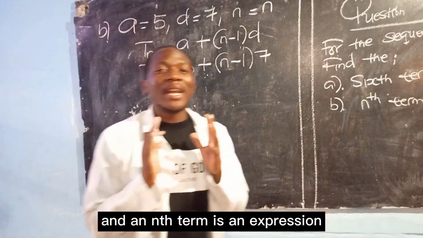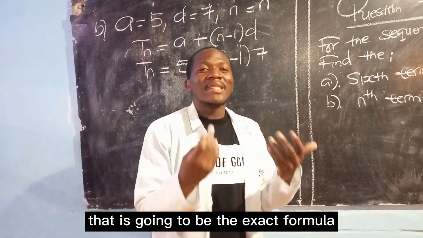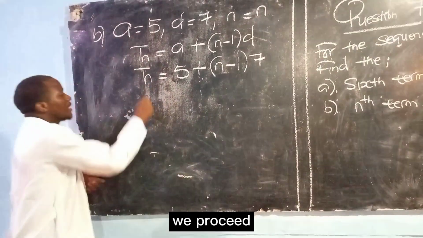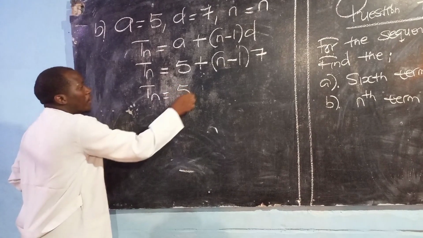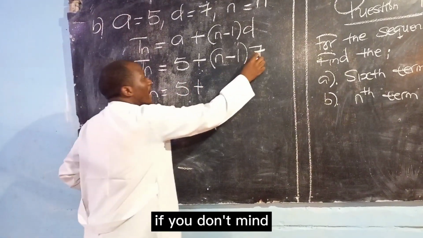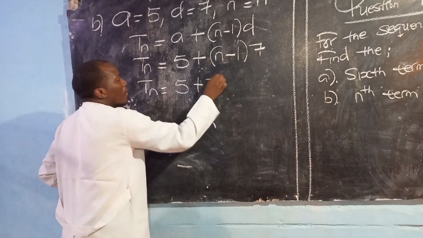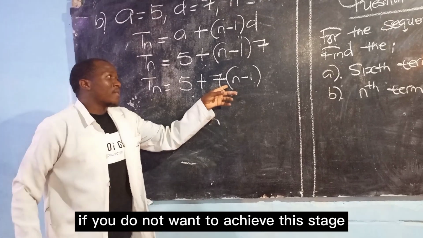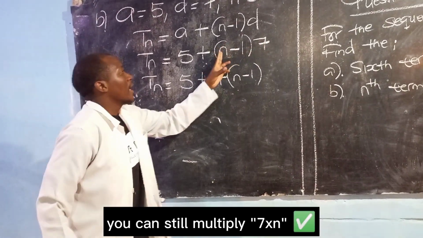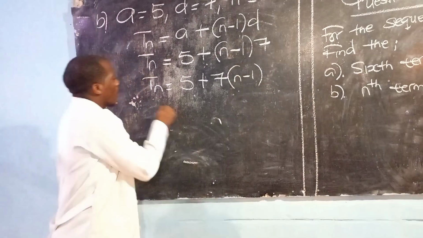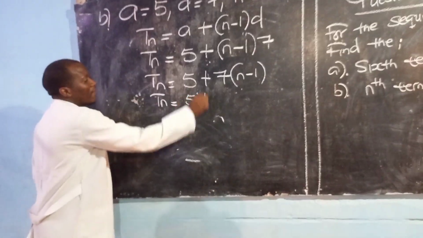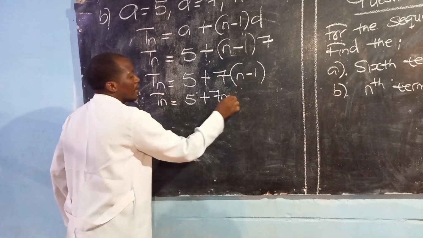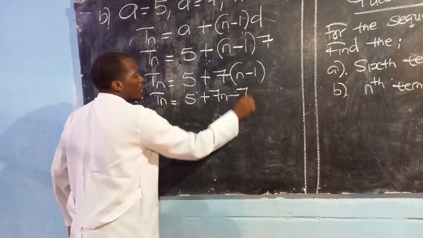And the nth term is an expression that is going to be the exact formula which is used in order to find the numbers in the sequence. We proceed. nth term equals, we bring down 5 plus. If you don't mind, you can replace this 7 here, where you say 7, then open brackets n minus 1. If you do not want to reach this stage, you can still multiply 7 times n and 7 times negative 1. So we're going to say nth term equals 5 plus 7 times n is 7n. Then positive times negative is negative. 7 times 1 is going to give us 7.